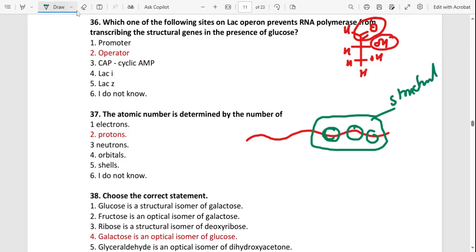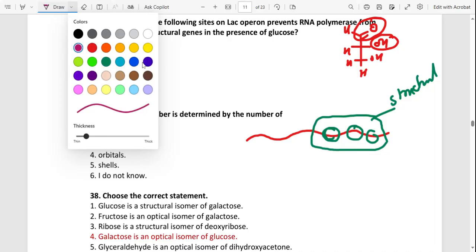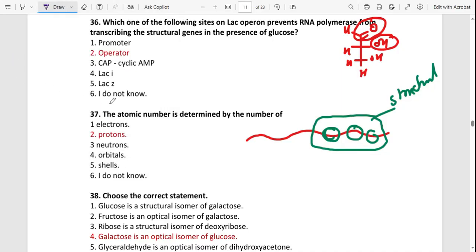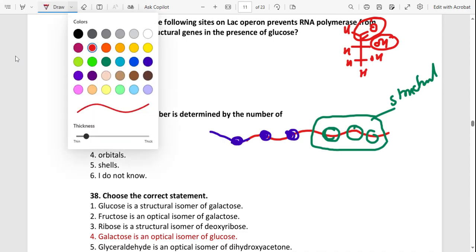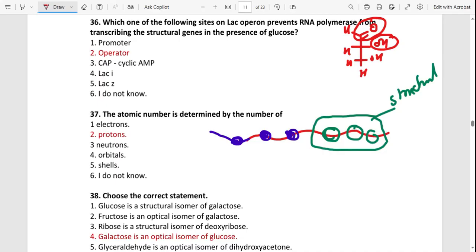And then we have the regulatory genes. Again, for the regulatory genes, we have a lot of them. We can start from here. We have that. We have this. So these are regulatory genes, and you need to know what they are. This one that I've written here is known as lac I. This is the promoter. This is the operator.